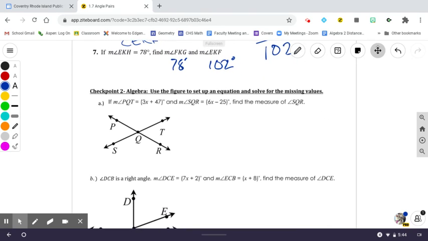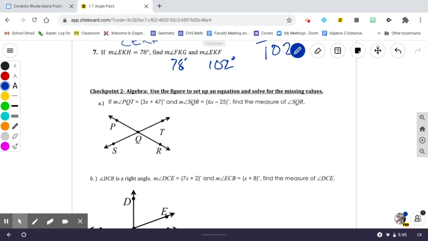The last 3 examples are with algebra. So just like what we've been doing with the other angle practice and the segment practice that we did, when you have algebra in a math problem and in a geometry problem, you want to use the geometry that you know to figure out an equation to set up.